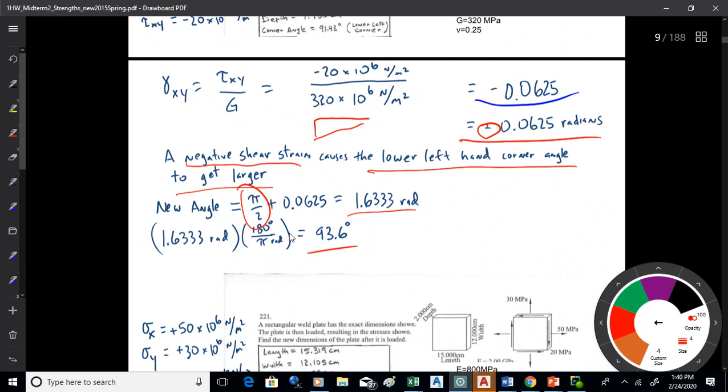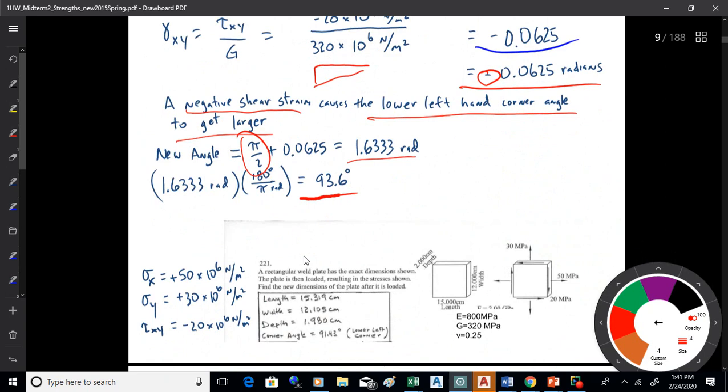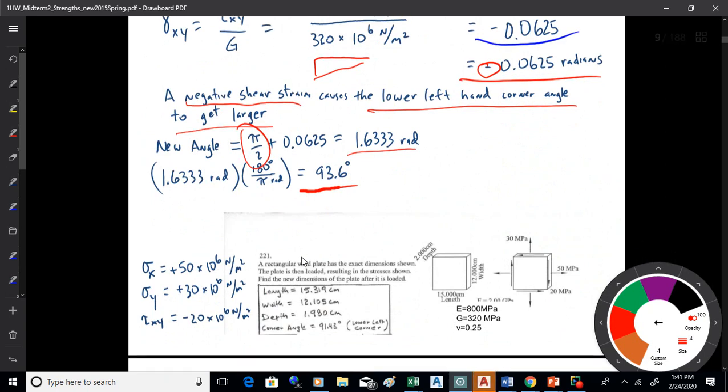Okay, we got negative 0.0625 for the shear strain. So to find the angle, we took the original angle, which was 90, and we added the shear strain to it, which seems a little odd, but that's just how the sign conventions work. So even though it was a negative shear strain, we added it to the 90 degrees, because a negative shear strain makes the angle get bigger. Just how the sign convention works out. All right, and then I convert that to degrees. I got 93.6 degrees. So what I've got now are the final lengths and angle for that plate. I've got the shape of the plate after those loads are applied.